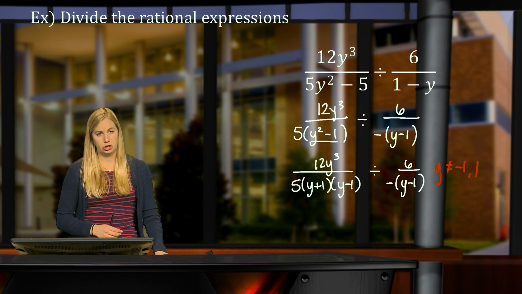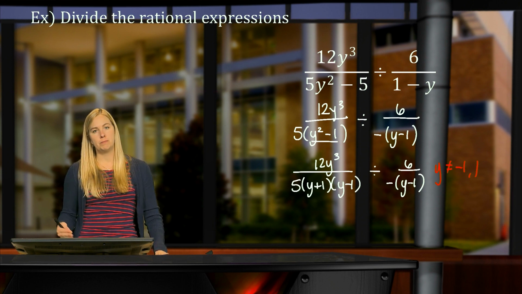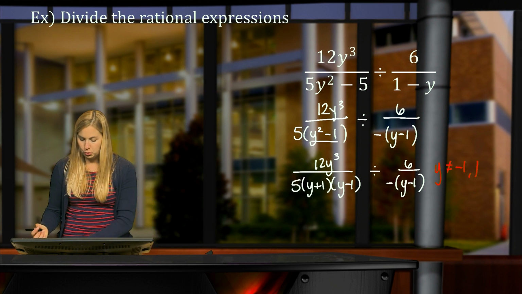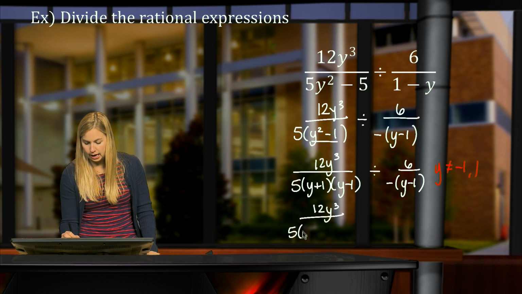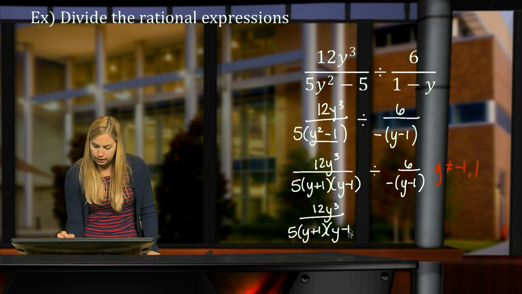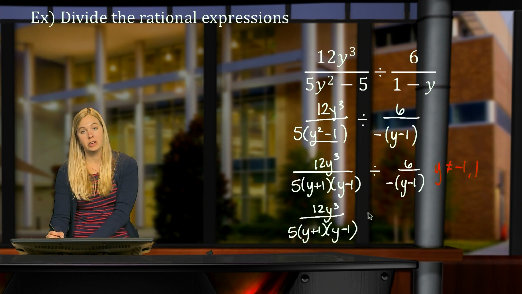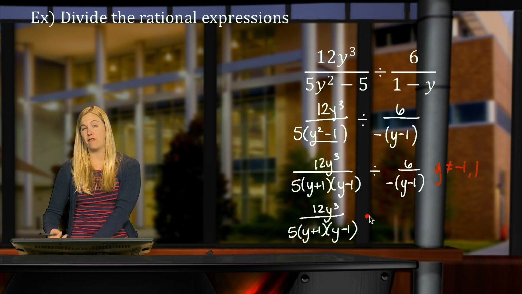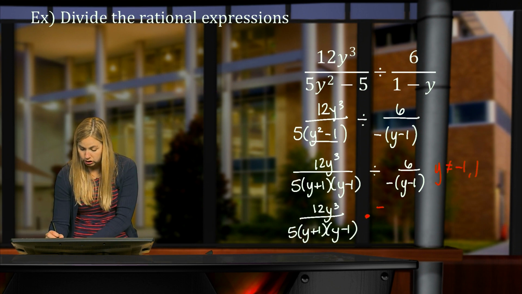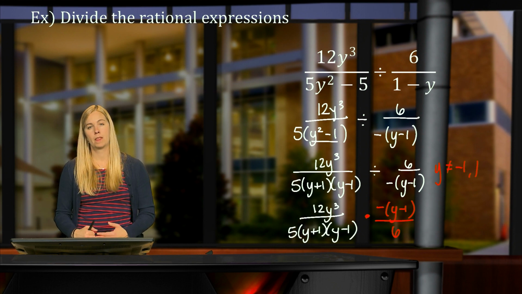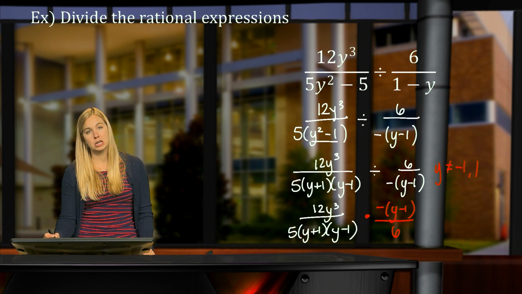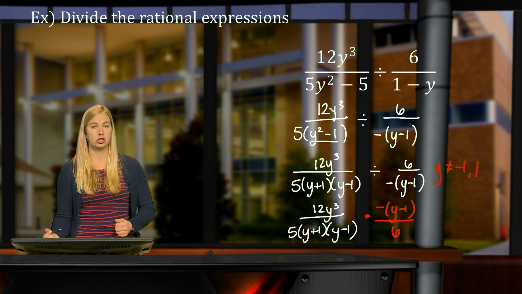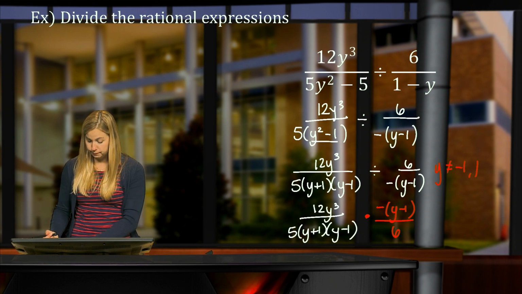Now that we've stated our restrictions, we do the keep, change, flip that we learned on how to divide fractions. We keep the first fraction, 12y cubed divided by 5 times y plus 1, y minus 1. We change from division to multiplication, and then we flip that second fraction. So the second fraction is now negative y minus 1 over 6. At this point, we want to check to see if we have any new restrictions from this new denominator. Because our new denominator is 6, there are no additional restrictions.